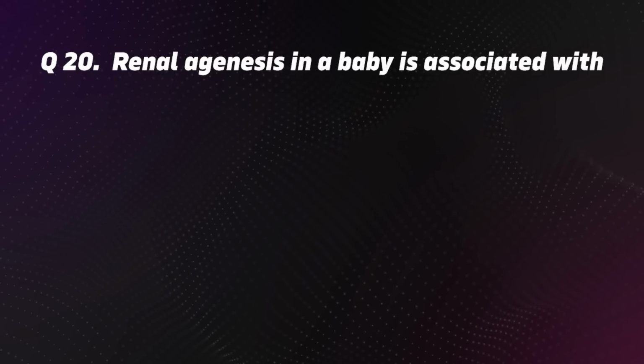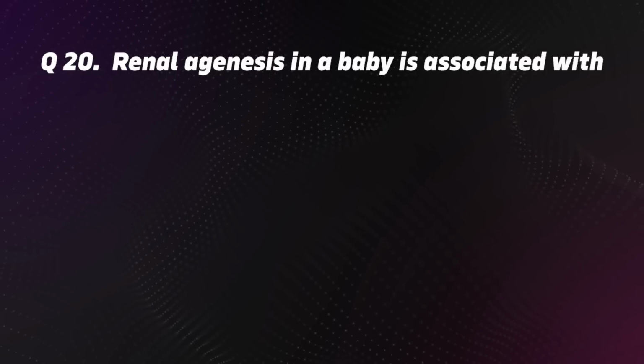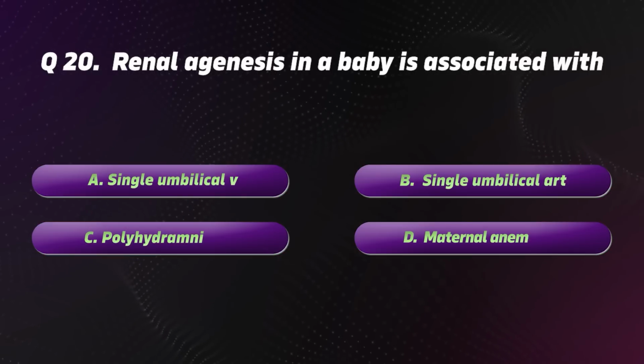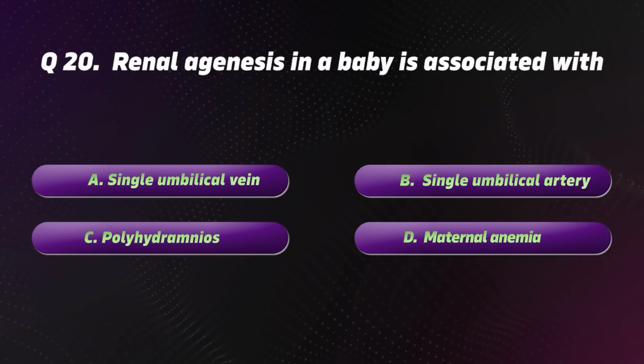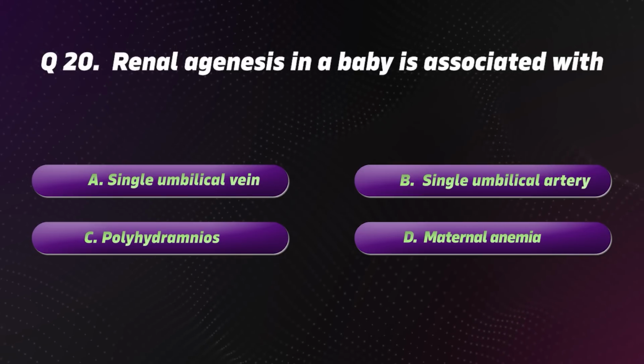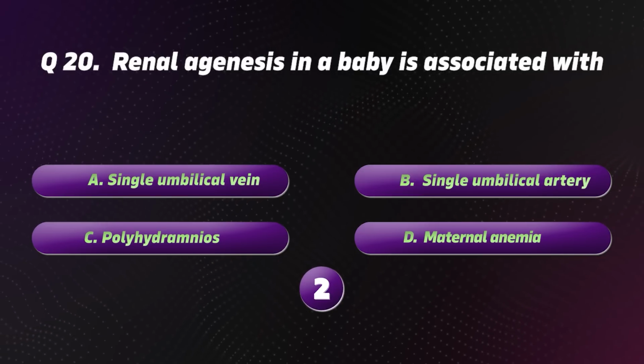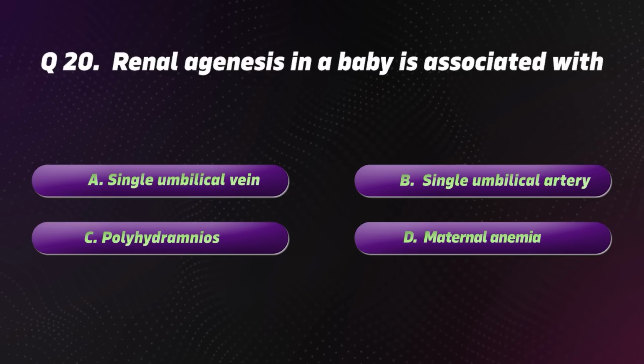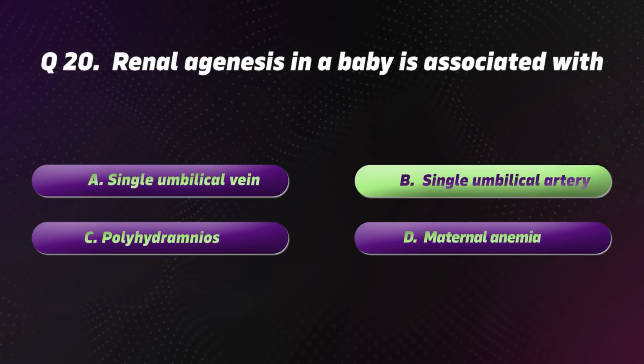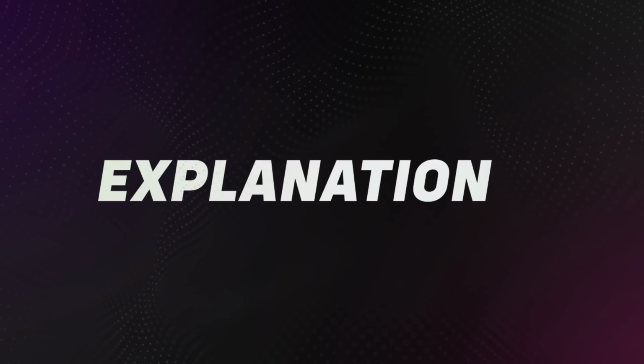Question 20. Renal agenesis in a baby is associated with. Here are the options. A. Single umbilical vein. B. Single umbilical artery. C. Polyhydramnios. D. Maternal anemia. And the correct answer is option B, single umbilical artery. Here's the explanation.